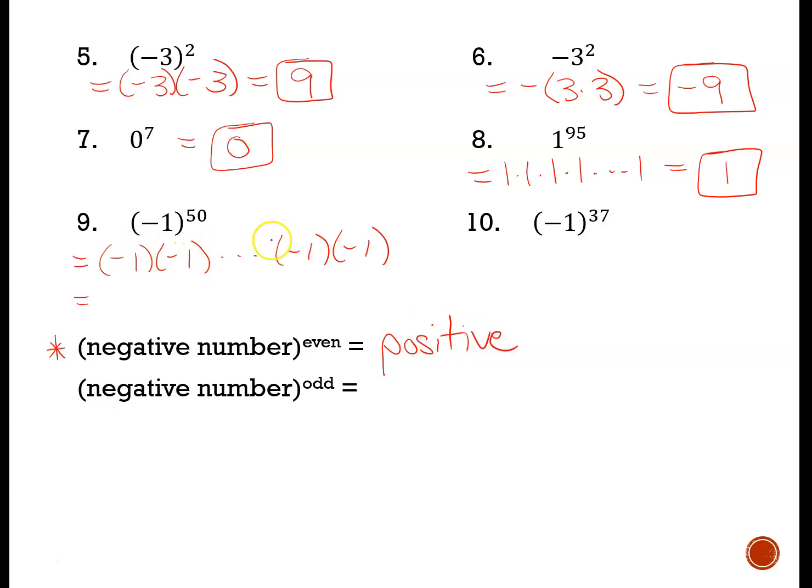Now we multiply all those ones together, just like on number 8. 1 times 1 times 1 is still 1. Positive 1 because of the even exponent.